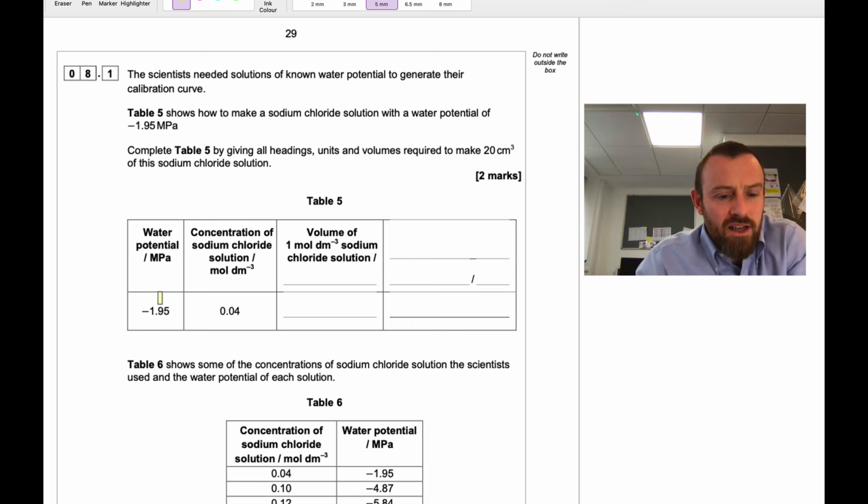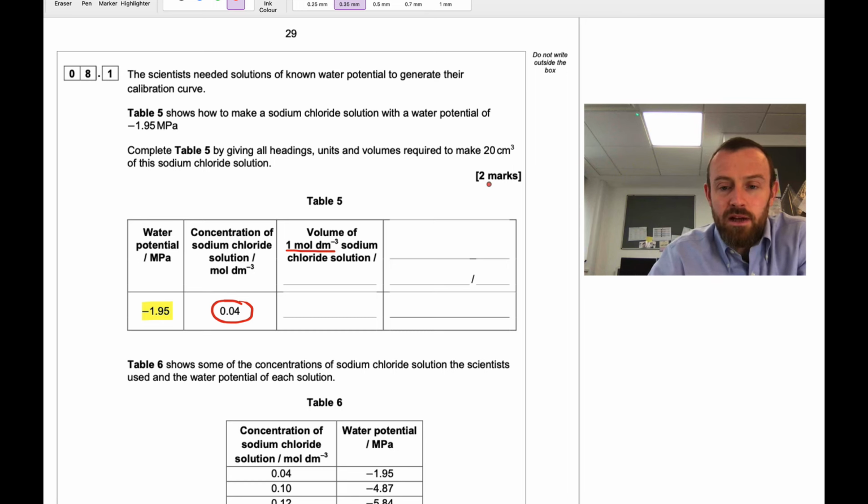Okay, so we kind of ignore this. We just need to focus on this, to be honest. I was a bit confused there for a minute. The concentration of sodium chloride solution that we need is 0.04. So really the question is asking us, given 1 mole per dm cubed sodium chloride solution, how can we make up 20 cm cubed?